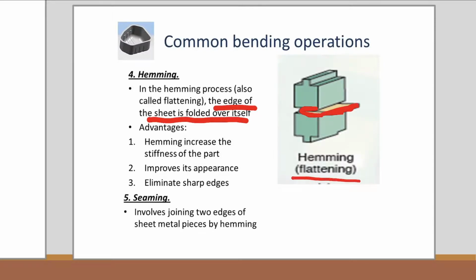So that is a flattening operation and it is known as hemming. The advantage of hemming is that it increases the stiffness of the part, right? It improves the appearance and eliminates the sharp edges. This is the best advantage of the hemming process. It eliminates the sharp edges, right?